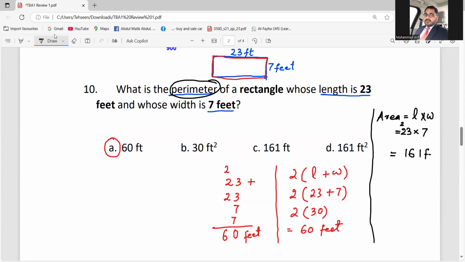161 square feet. As you know, area will always be in square feet. For area, the unit is square. If the question asks about the area, then the answer can be D, this 161 square feet. In C also it is 161, but there is only feet. That's why this will not be correct. Square feet will be the correct unit for area. For perimeter, no need for square. For area, there must be square on the unit.